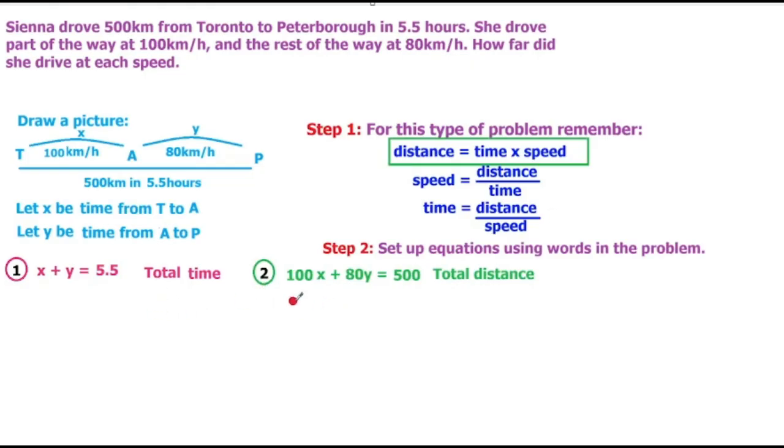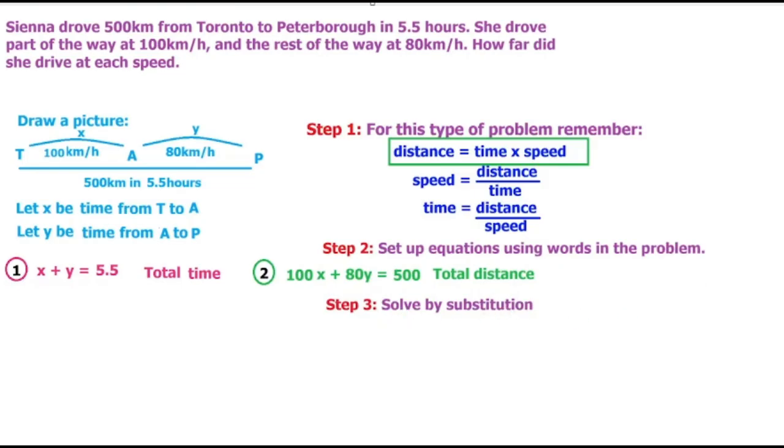So the second equation is distance equals time times speed, okay? So the time times the speed is going to give us the distance, and the total distance is 500. So if we multiply the speed of 100 times the time x and add that to the speed 80 times the time y, that'll give us the total distance. So that'll be our second equation.